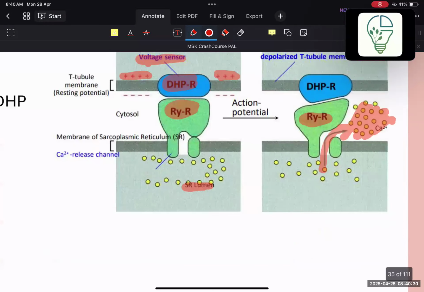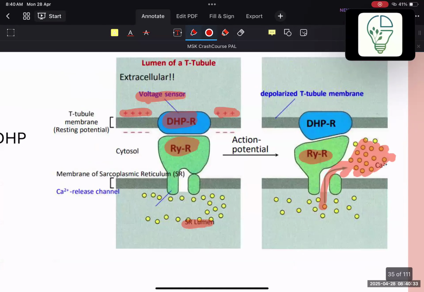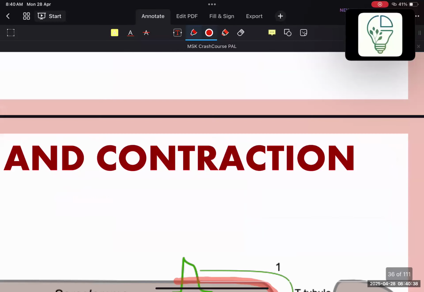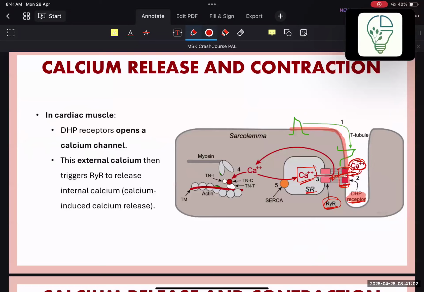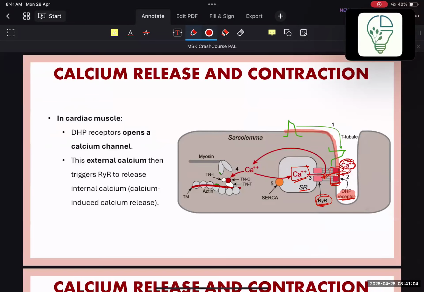In skeletal muscles, you detect the depolarization, and the DHP pulls the ryanodine up, allowing calcium to go out. It's different in cardiac muscles. You will get the depolarization, you will open up the DHP, and calcium will go in from outside of the cell into the cell. It will bind to ryanodine receptors, and now the ryanodine receptors will open and cause calcium to leave the sarcoplasmic reticulum. This is called calcium-induced calcium release because you use calcium to release even more calcium. And that is the difference between skeletal and cardiac muscles.